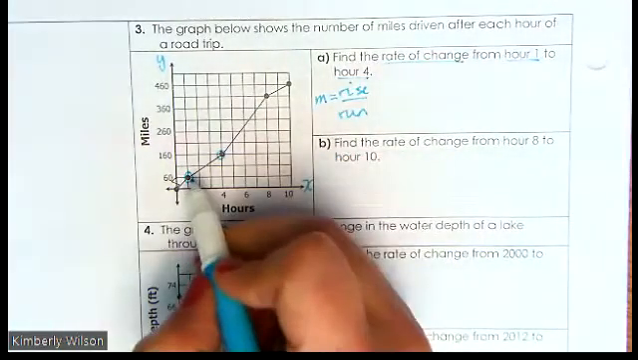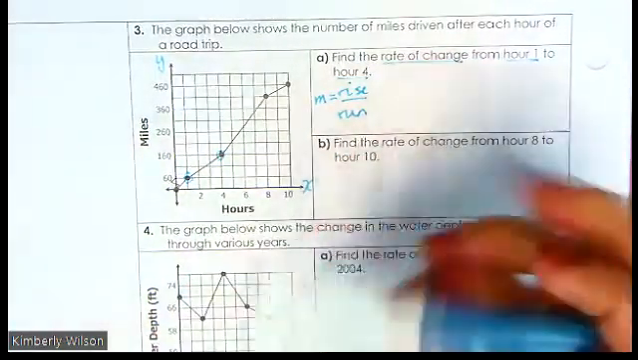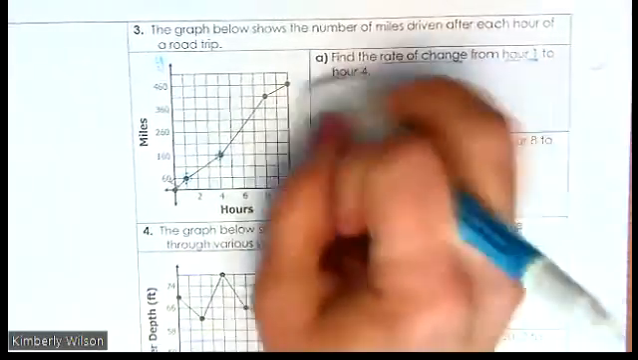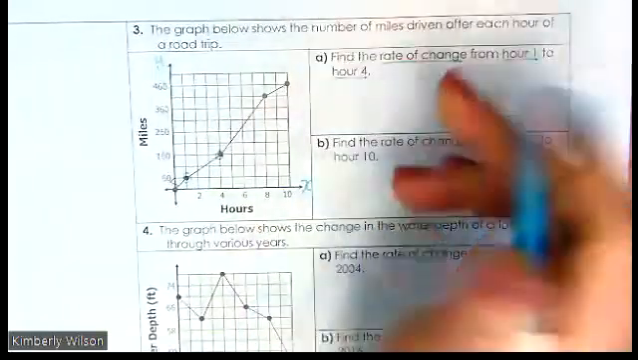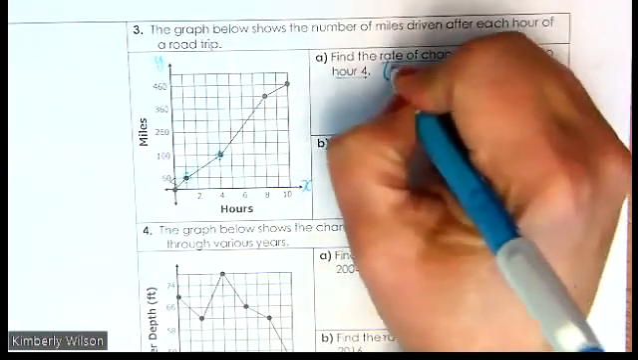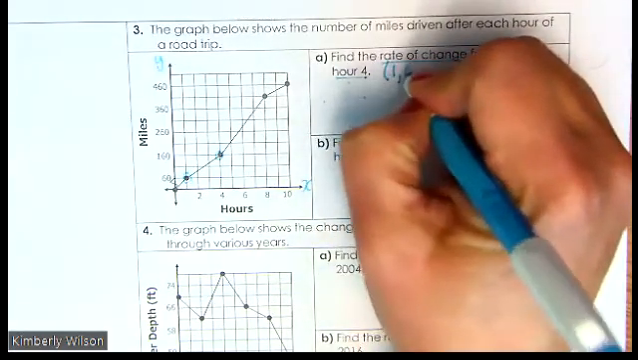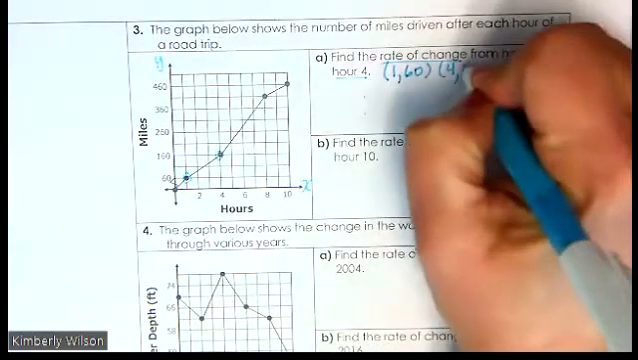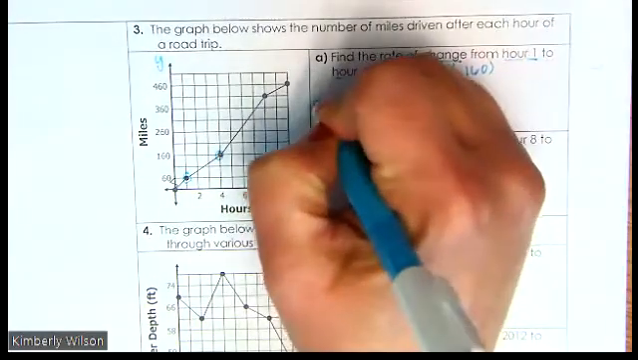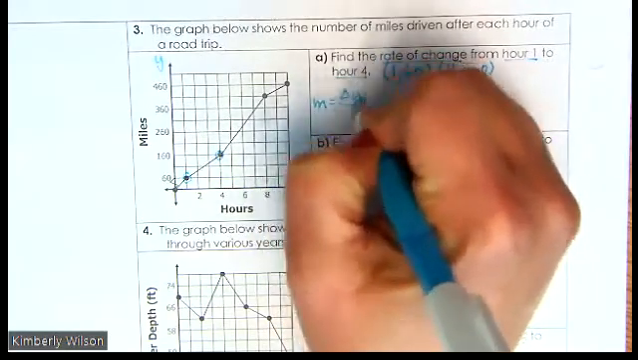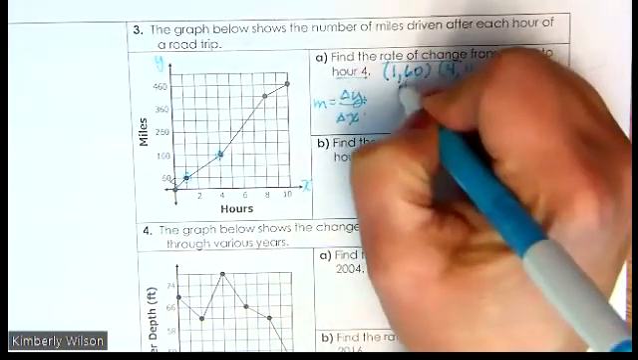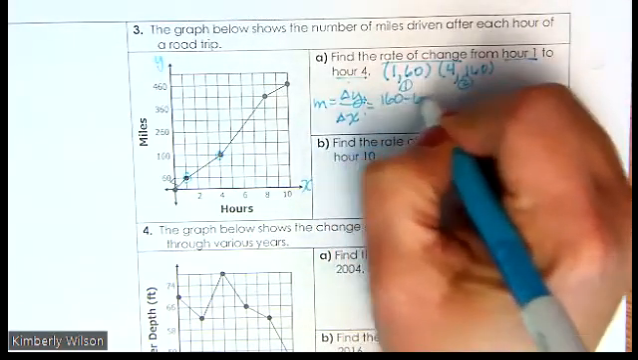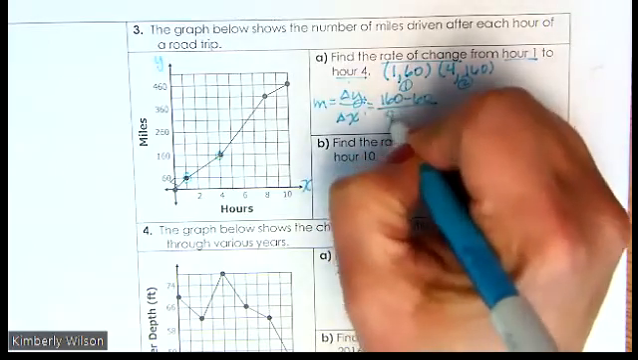Or actually you could do the 2 points. It would actually be easier because your scales are different. Just do the 2 points. So we have 1, 60, and we have 4, 160. So for our slope, we do the change in y over the change in x. This is my first point. This is my second point. So I'm going to have 160 minus 60 all over 4 minus 1.